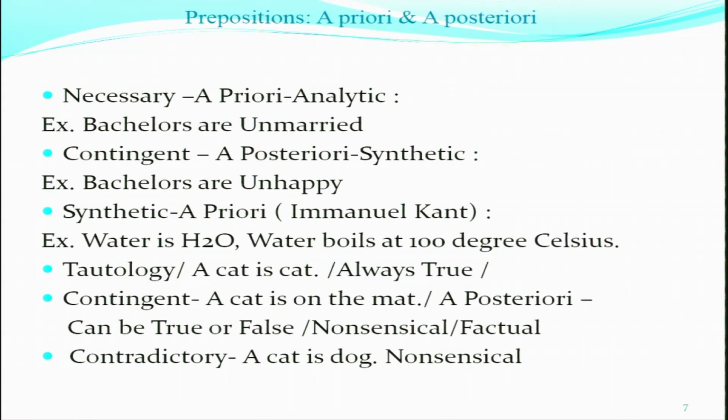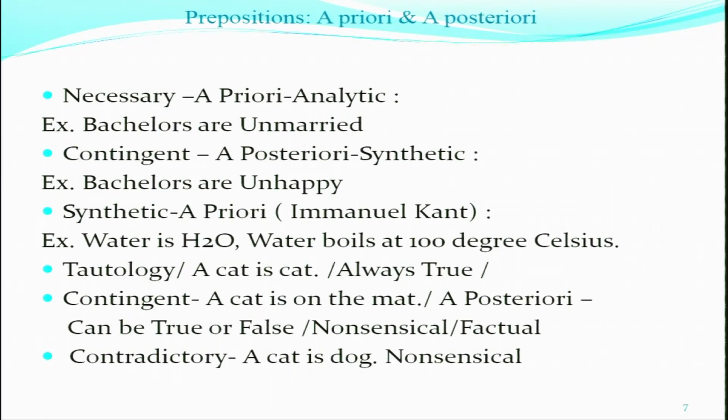A priori means those propositions or statements which do not depend on our experiences. They are true by definition. They are necessary and analytic in nature. For example, bachelors are unmarried men. Being a bachelor is implicit in the idea of being unmarried. Now let's talk about contingent propositions. Contingent propositions are a posteriori propositions. They depend on our experiences. They can be either true or false. For example, we can say bachelors are unhappy. It may be true or false depending on real experience.